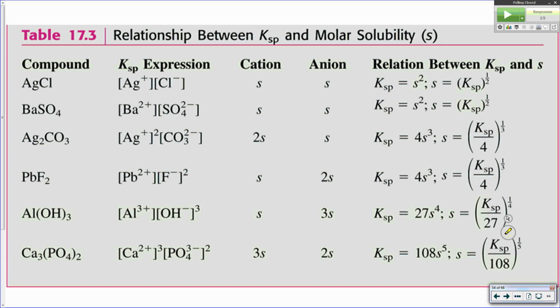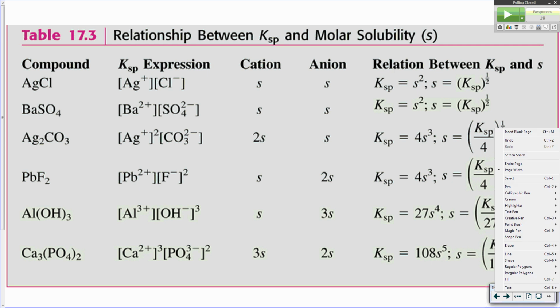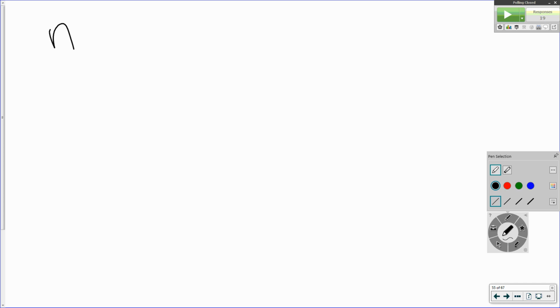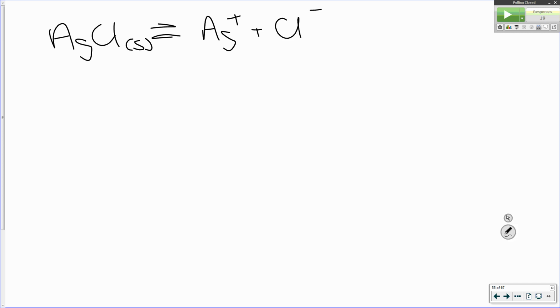So here's a table that puts this to work for different things. If it's a 1-to-1, something like silver chloride, I'm going to put a blank page in here and show you silver chloride. We've already said it dissolves to produce the silver and the chloride. So this would be a 1 and a 1 in the stoichiometries.